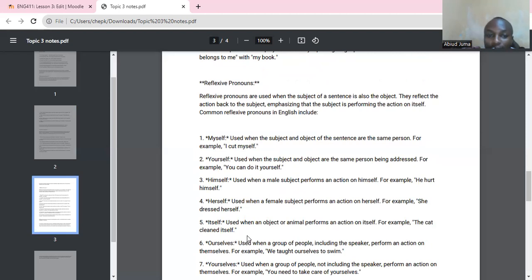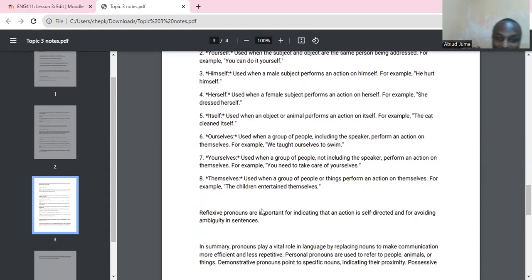We can also look at reflexive pronouns. Reflexive pronouns are used when the subject of a sentence is also the object. They reflect the action back to the subject, emphasizing that the subject is performing the action on itself. Common reflexive pronouns in English include myself, yourself, himself, herself, itself, ourselves, yourselves, themselves, etc. Reflexive pronouns are important for indicating that the action is self-directed and avoiding ambiguity in a sentence.